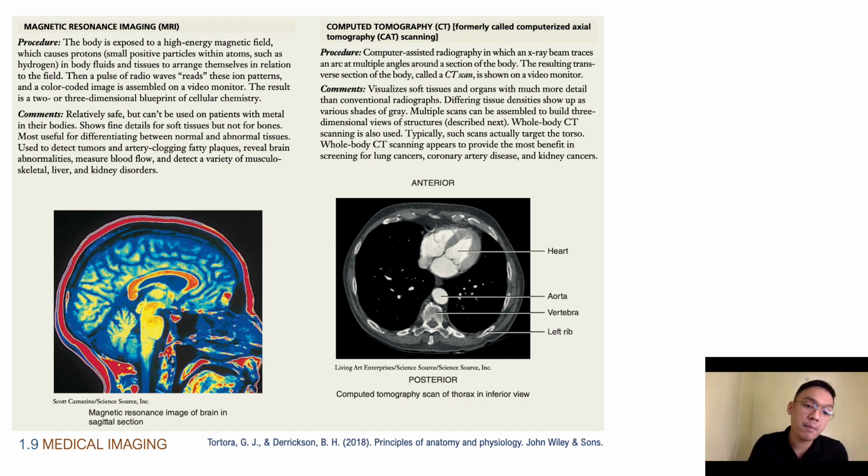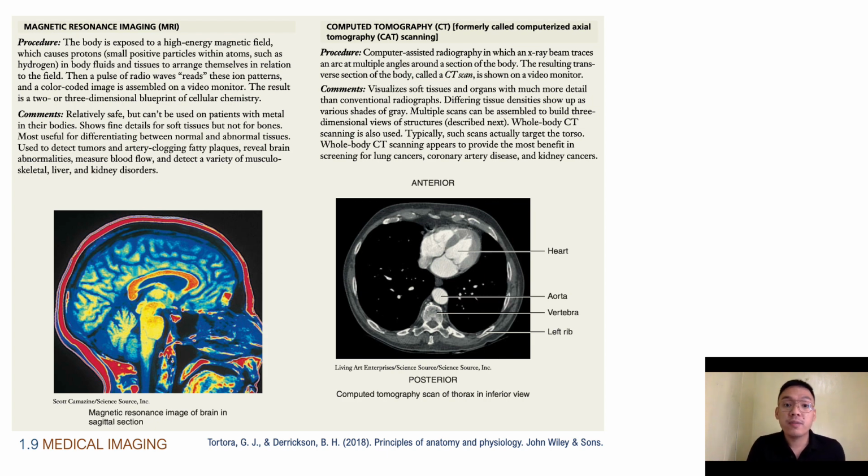This is an example of an MRI of the brain in sagittal section. Again, sagittal divides the body into equal left and right parts.